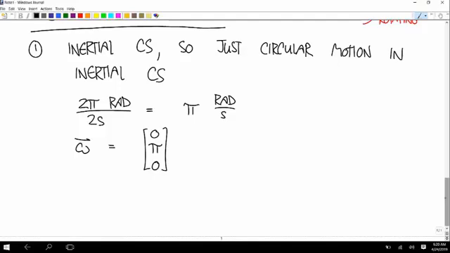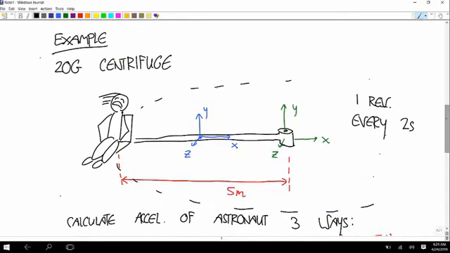All right, and now acceleration. So how are we going to calculate the acceleration? It's just circular motion in an inertial coordinate system. I know it's just a lot of stuff. Yeah, watermelon equation. And we're going to assume this is constant for all of these.